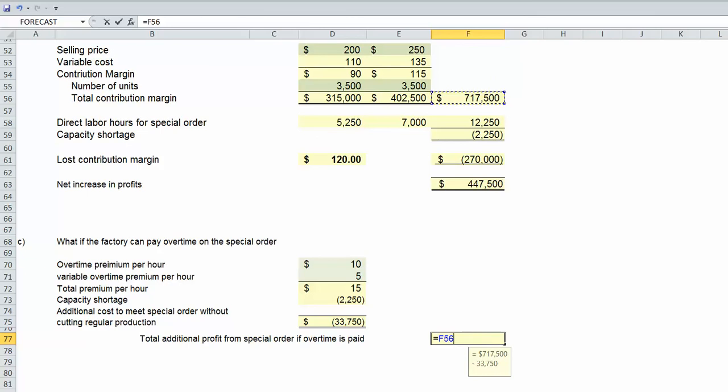Thus, accepting the special order, assuming we can work overtime, will increase our profits by $717,500 coming in on the special order, minus the $33,750 in additional overtime costs for labor and variable overhead, for a total of $683,750. This would be the net increase in our income if we accept the special order for 3,500 units of both the Lightning 2.0 and the 2.4, and we can meet that order by paying an overtime premium of $15 per hour for the shortage that we have of 2,250 hours.